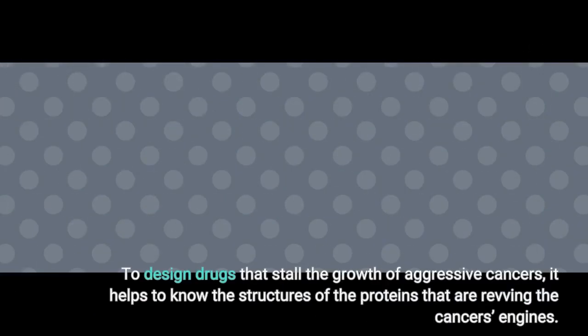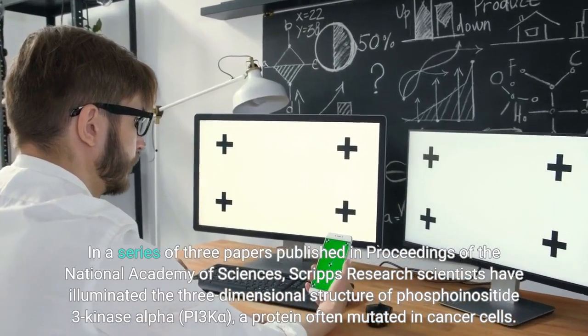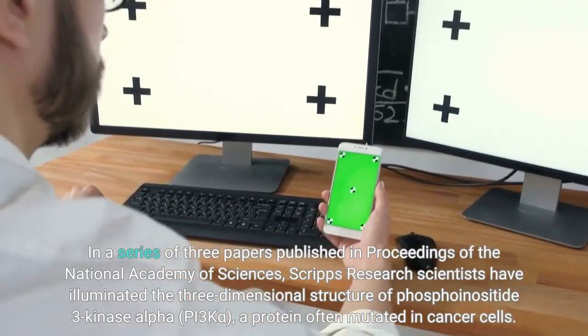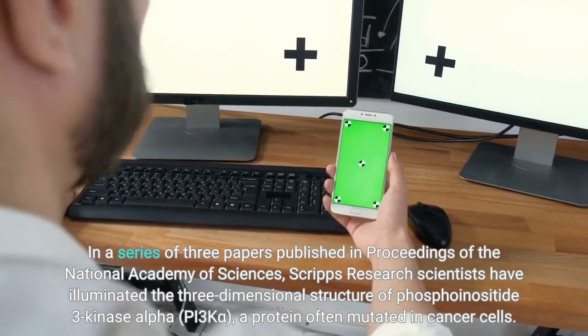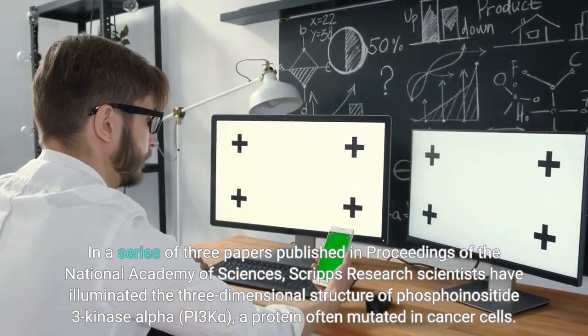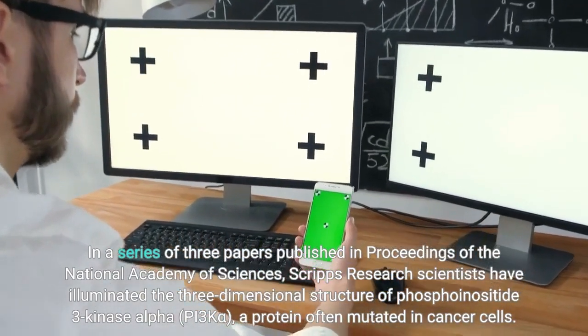To design drugs that stall the growth of aggressive cancers, it helps to know the structures of the proteins that are revving the cancer's engines. In a series of 3 papers published in Proceedings of the National Academy of Sciences, Scripps Research scientists have illuminated the 3-dimensional structure of phosphoinositide 3 kinase alpha, PI3K alpha, a protein often mutated in cancer cells.